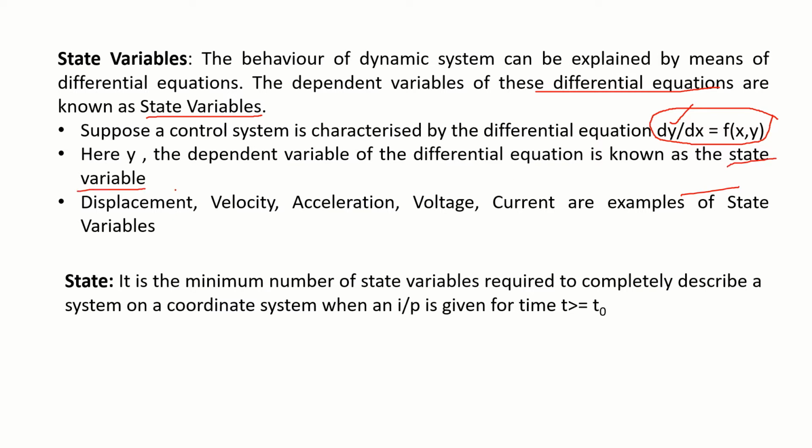So if you take a mechanical system in a differential equation, you will have displacement, the dependent variable, velocity, acceleration. If you take an electric circuit, voltage and current are the variables. Such variables we call state variables.